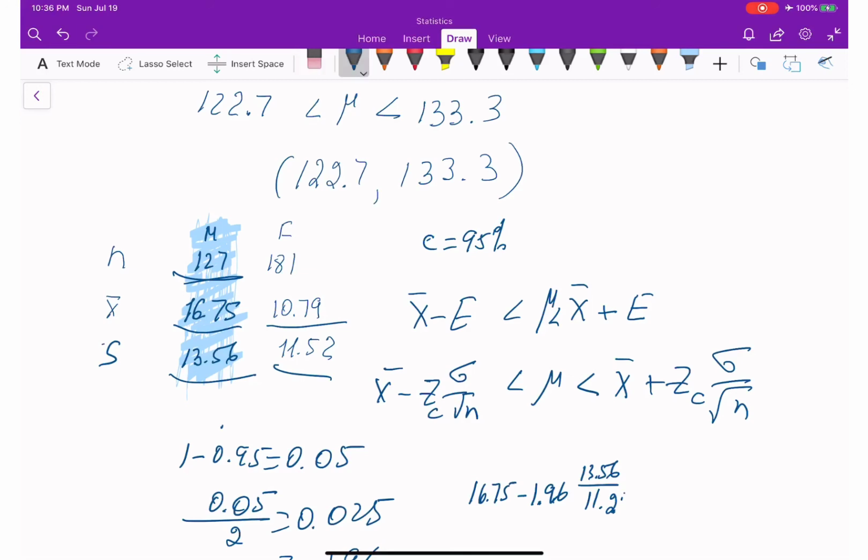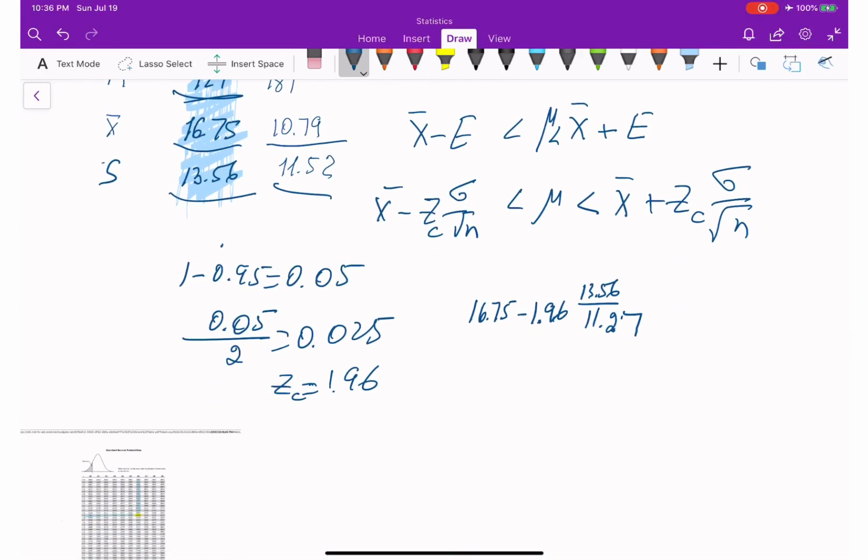All right. Let me see how much I'm going to get. This is the piece I'm solving, right? So 1.96 times 13.56, divided by 11.27, and that is equal to 2.36. So 16.75 minus 2.36, that will be 14.39.